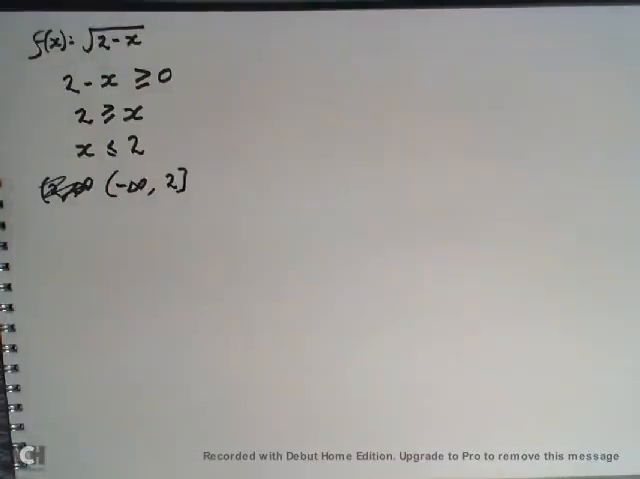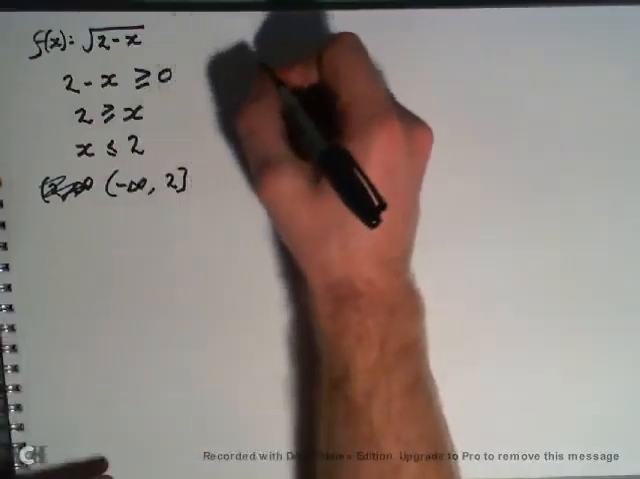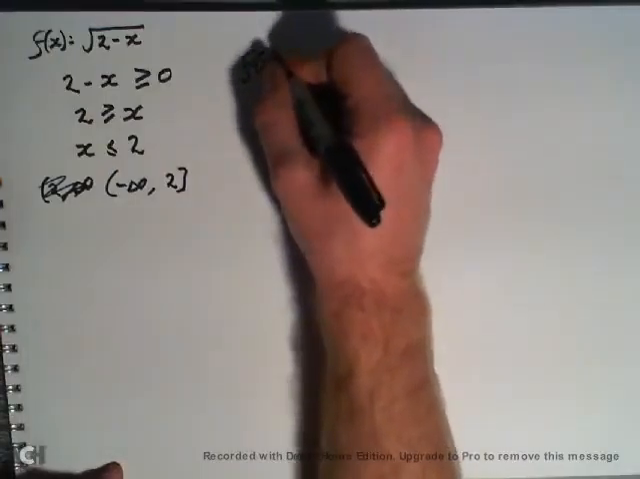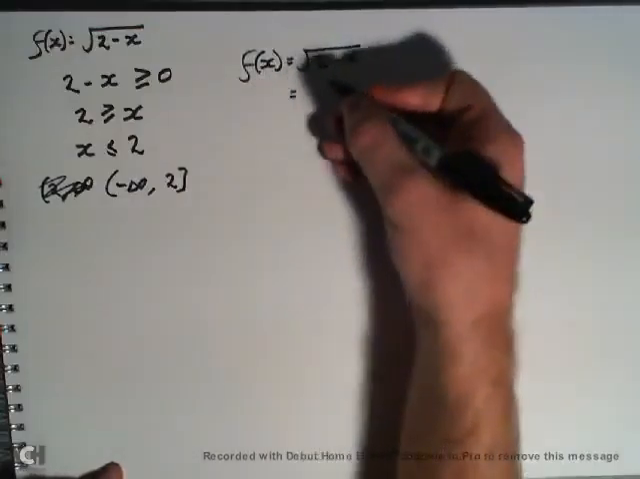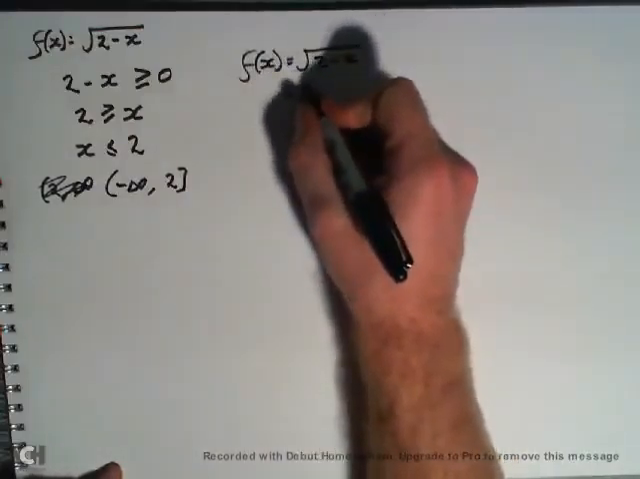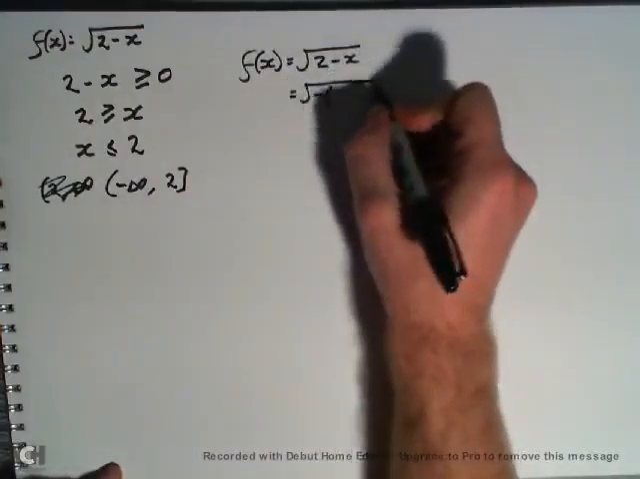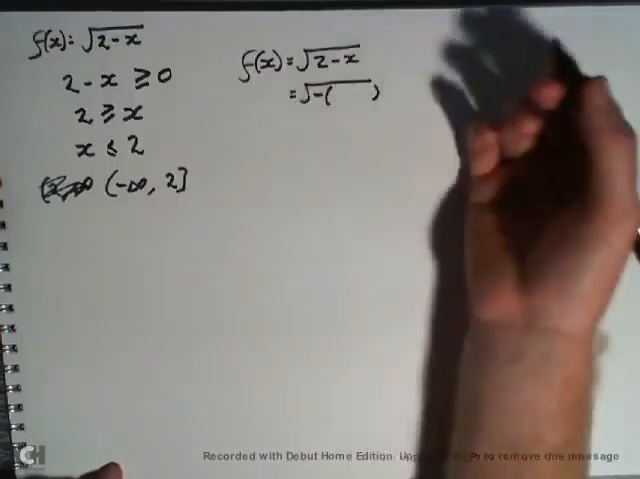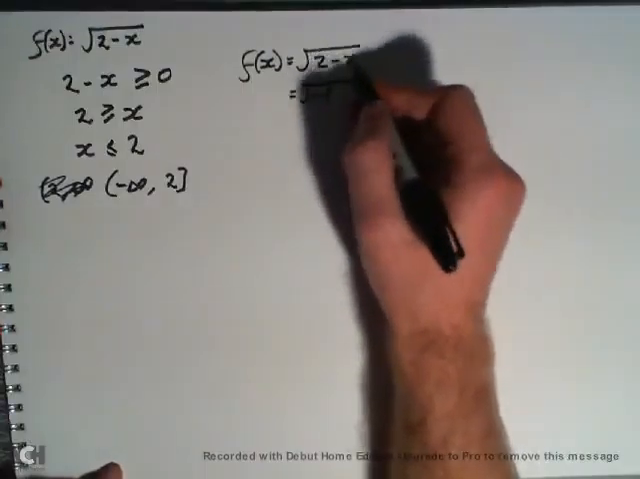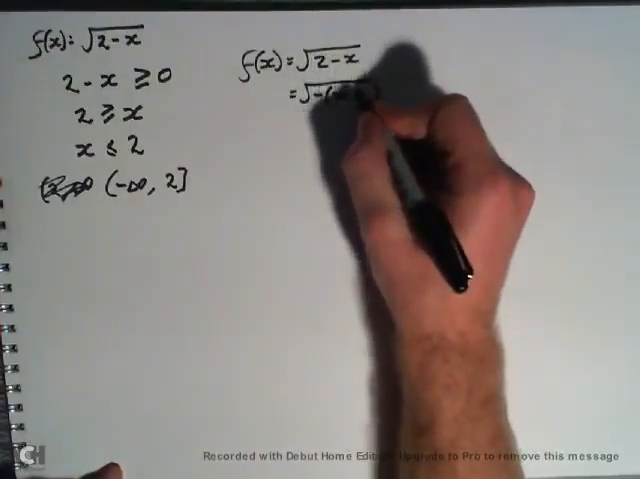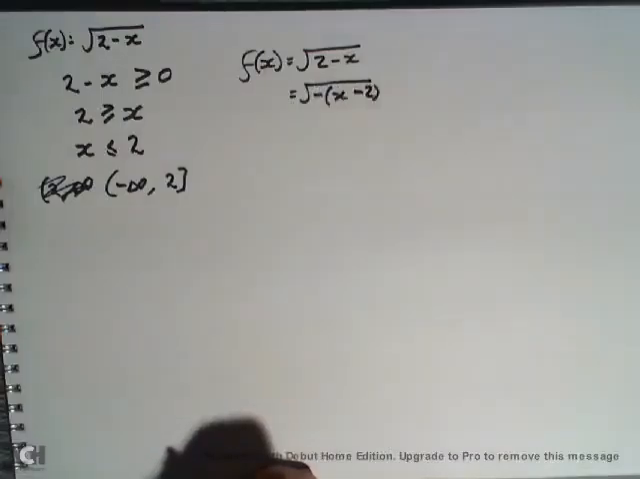Part 2, sketch the graph of f of x. Okay, need to rearrange this a little bit. So at the moment we've got f of x equals square root of 2 take x. Just want to rearrange it a little bit. So inside the brackets I'm going to take minus 1 out, so it'll be negative 2 and positive x. Okay, just rearranging it. It looks like something like that.